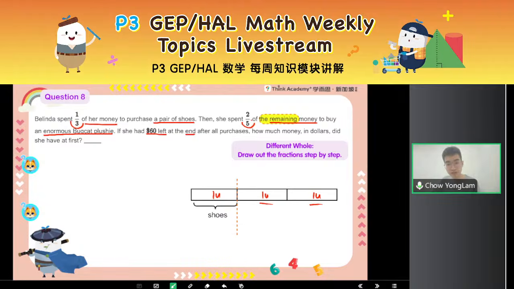I want to split it into 5 equal parts. Can I split it into 5 equal parts? Can I just cut like this? Cannot. Right. So if you realize you cannot cut the existing units into equal parts as required, you will need to redraw and redistribute the remaining. Here's a key point. You need to redistribute the remaining.